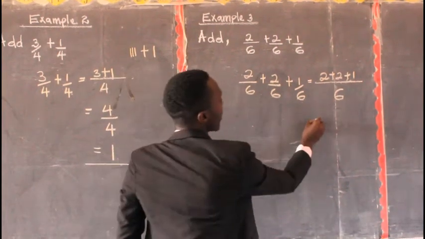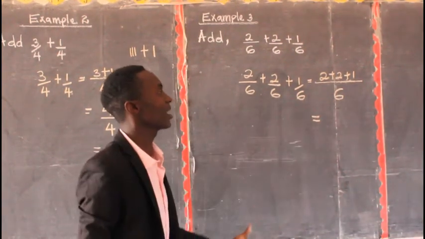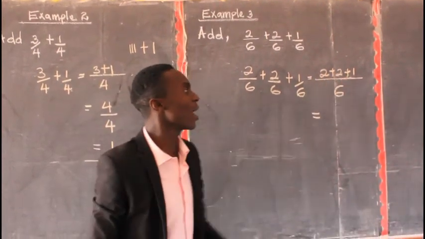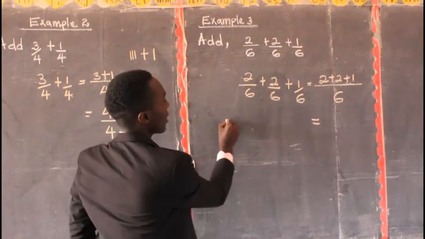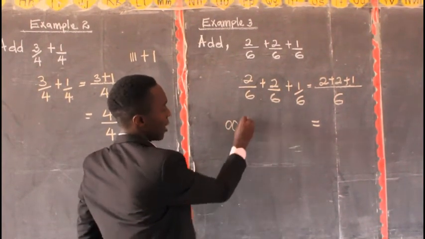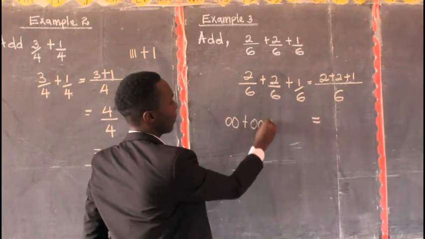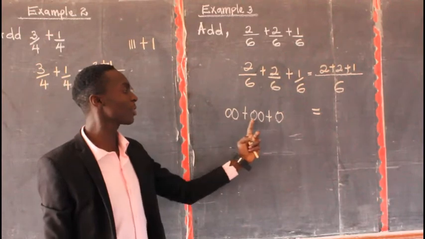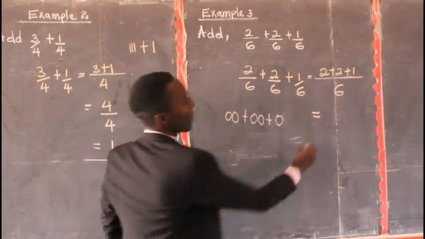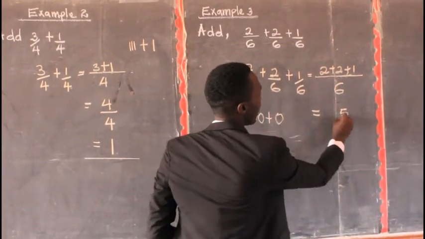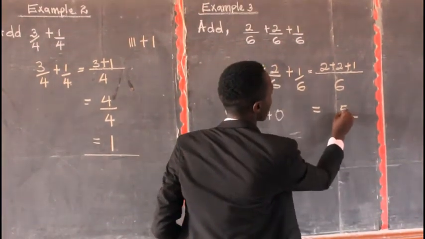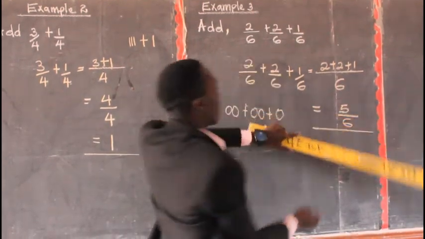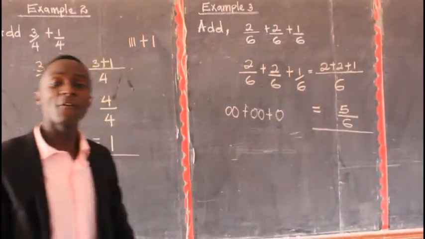So you come down and say equals, remember our equal sign should be in one line. 2 plus 2 plus 1. What do you get all together? Let us add: 2 plus 2 is 4, plus 1. You get 1, 2, 3, 4, 5. So my answer will be equal to 5 out of 6. So this will be my answer. So that's addition of fractions.